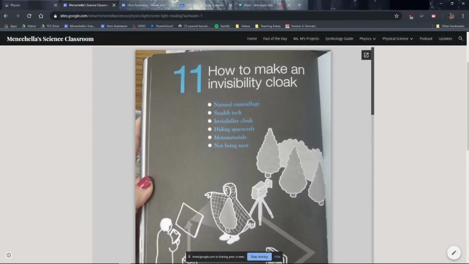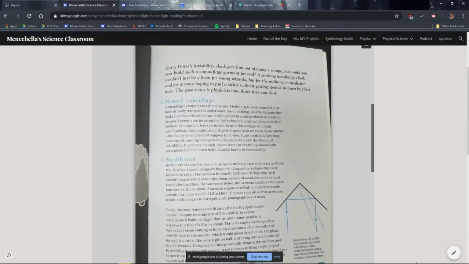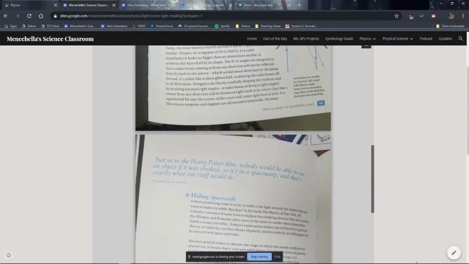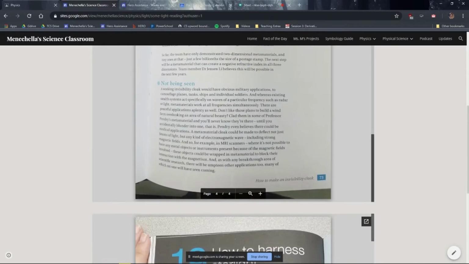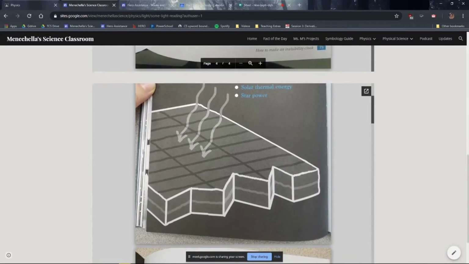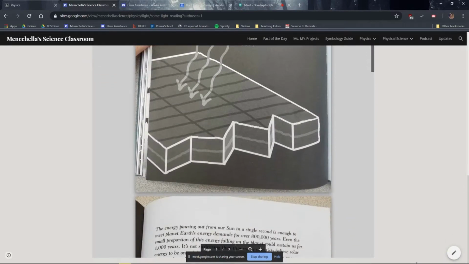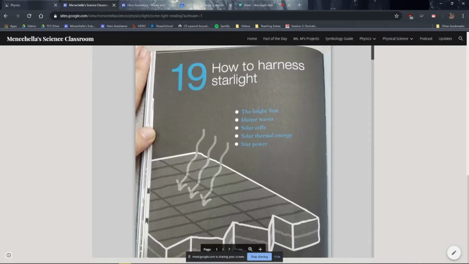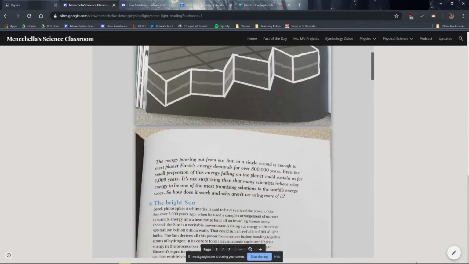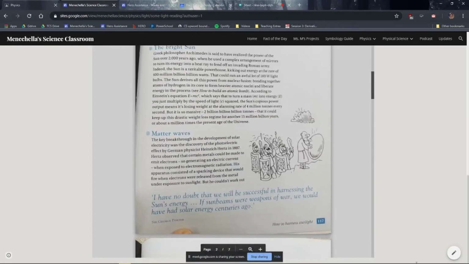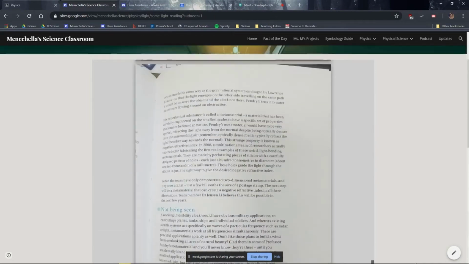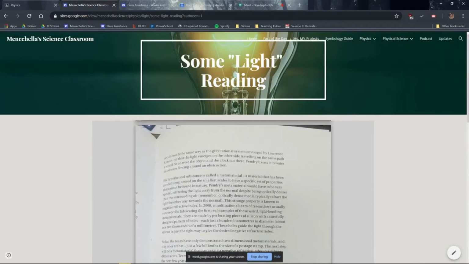Not only are they interesting reads, but they also have some good information in them. So it has a little bit about stealth technology, which you might not think is useful, but it tells you about how light actually behaves in different situations and why it can be rebounded in different things. This one says how to harness starlight. As you can see, it talks about matter waves, star power, solar thermal energy, and cells, which are really interesting as we're talking about waves. Now again, those are optional readings, but I just want to show you where those were.